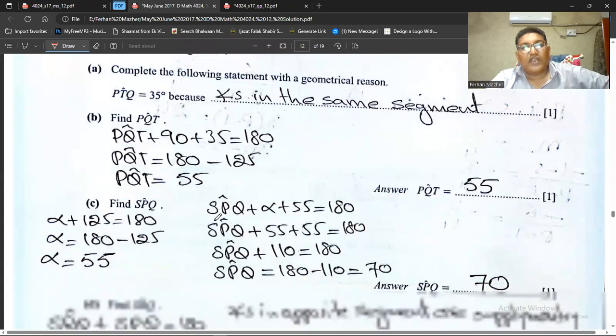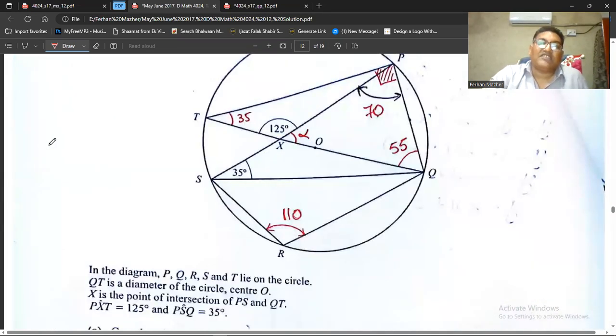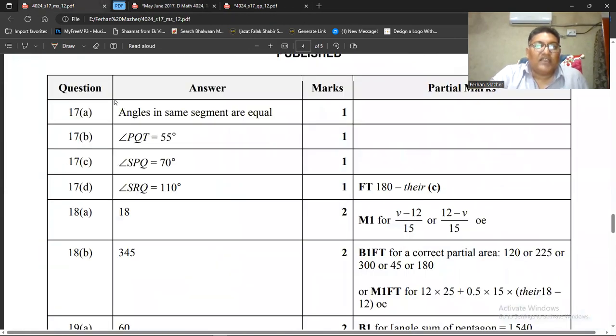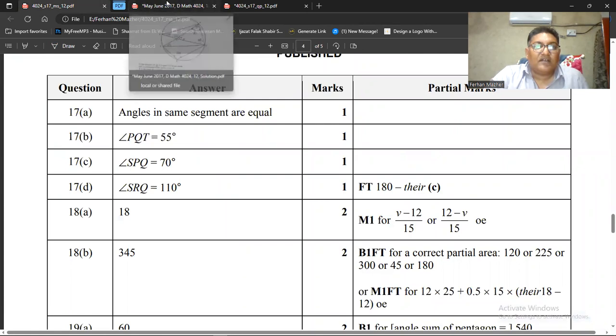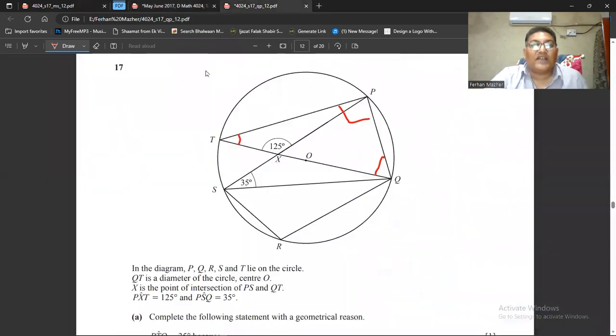So here you go. PQT plus 90 plus 35 is equal to 180. So PQT will be equal to 180 minus 125, and the PQT angle will be 55. So this angle will be 55. The strategy is in front of you. PQT is 55, so my answer is right. This is the B part and you can pause the video if you need more time.